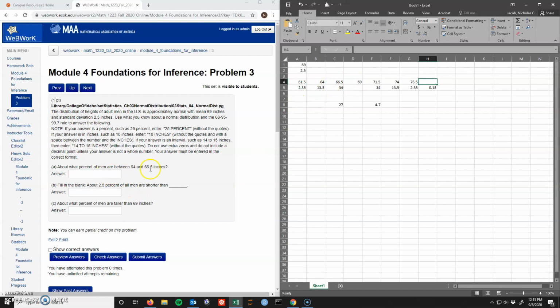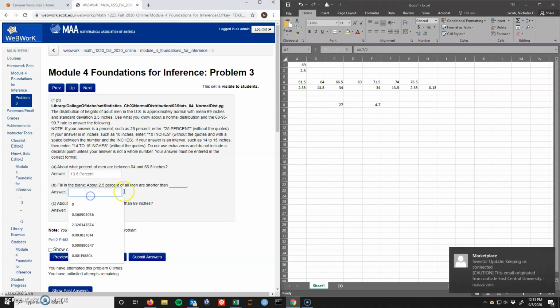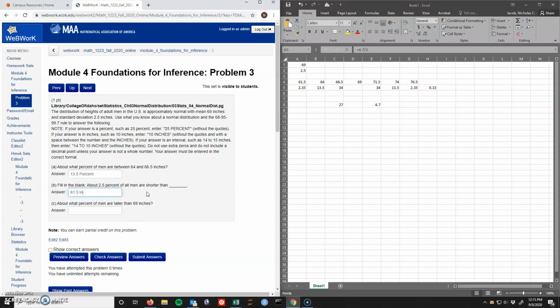Okay, so what percent of men are between 64 and 66.5? Well, it's this number right here, this 13.5%. About 2.5% of men are shorter than blank. Well, that's this number right here. Remember, I could have put that extra little bit there. So about 2.5% are shorter than 61.5 inches. And what percent of men are taller than 69 inches? 69 was right in the middle, right? So it's actually 50%. 50% are taller than 69 inches because that was the mean.